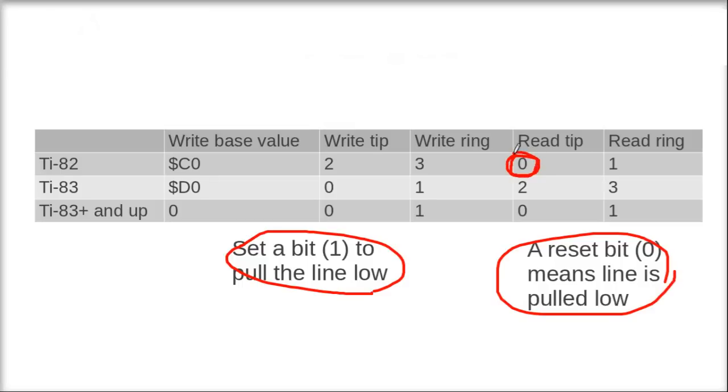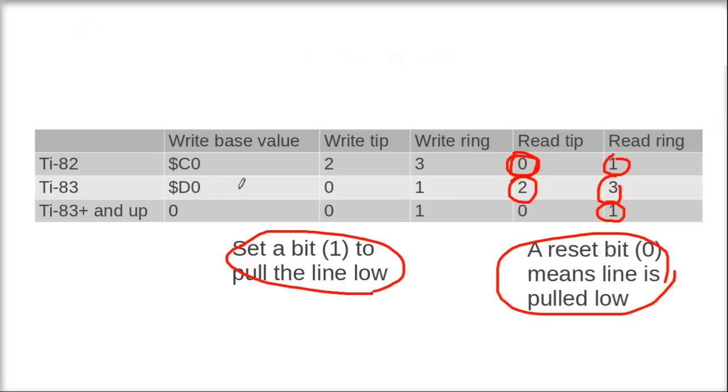So that's very, very difficult to remember. Sorry about that. Okay, so you have to keep in mind that different calculator models have the hardware mapped to different pins on the hardware. So that means that if you read on an 82 the value of the tip, you have to read bit 0, but on 83 it's bit 2, and the ring is 1 versus 3, and on 83 plus it's 1 again. It's very, very confusing.